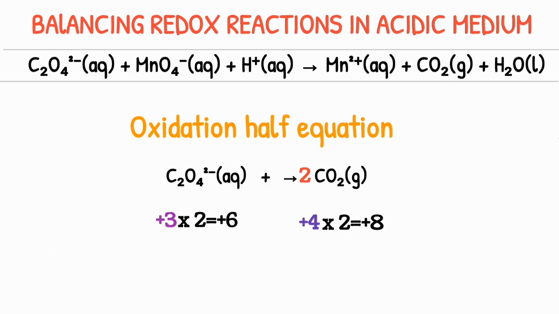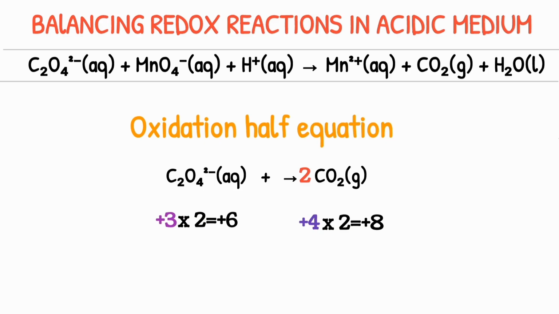Since our number of atoms has increased, our oxidation numbers too have increased, from +3 in oxalate to +6, and from +4 in carbon dioxide to +8. But in balancing redox, we said we must also balance for charges. How do we balance for charges? We balance for charges by adding electrons. I repeat, we balance for charges by adding electrons.